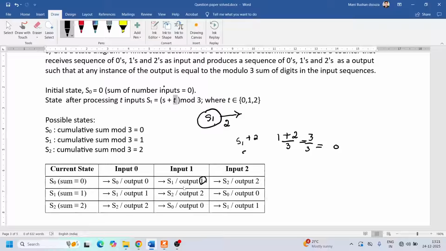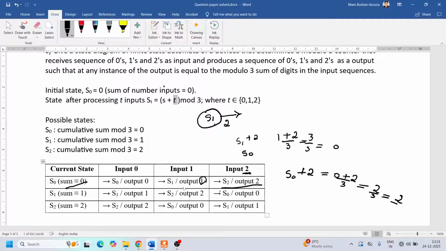Suppose you are in the S0 state, and for this you add 2. What is going to happen? 0 plus 2 by 3, so this is 2 by 3. 3 cannot divide 2, so 3 goes 0 times and the remainder happens to be 2. That is what is given over here. So if you give the input as 2, that means you are in this state.